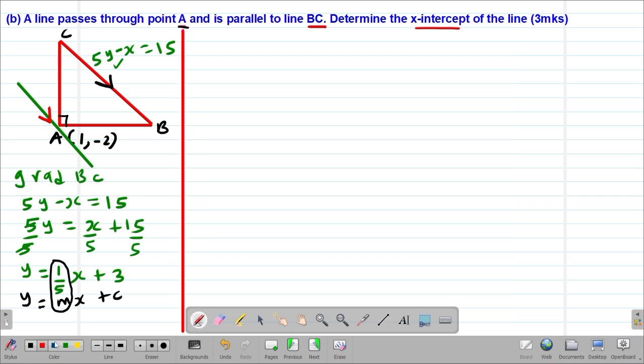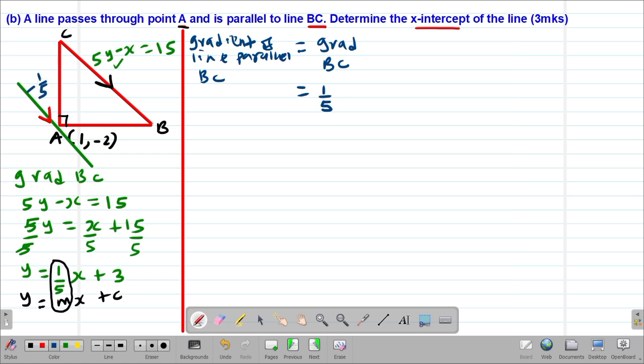Now, because I'm told that the two lines are parallel to each other, I'll simply say that the gradient of a line parallel to BC must be equal to the gradient of the line BC, which is 1 over 5. We know that parallel lines have equal gradients. Therefore, the gradient of this particular line is also 1 over 5, since it is parallel to BC.